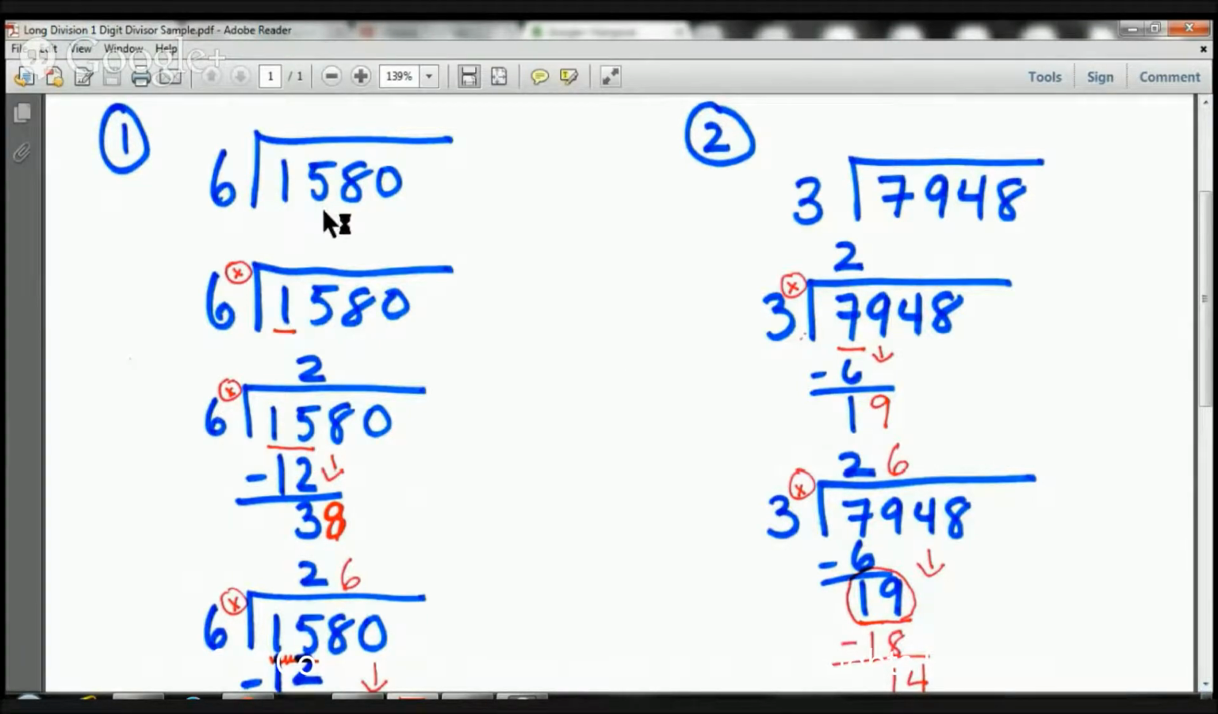So let's take a look at the first sample. The first sample is 1,580 divided by 6. The first thing I'm going to do is put a little tiny pretend multiplication sign. And let's go ahead and do this step by step.